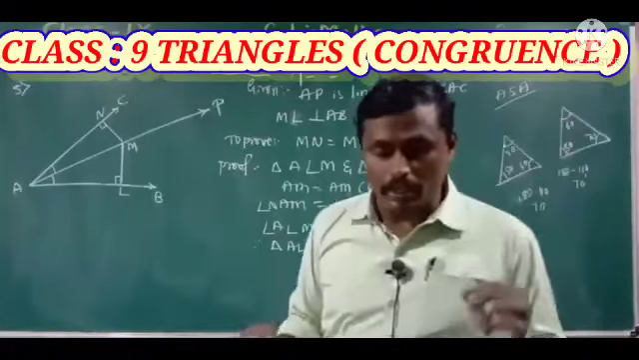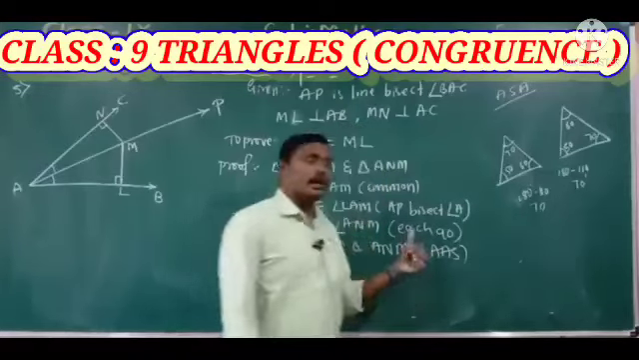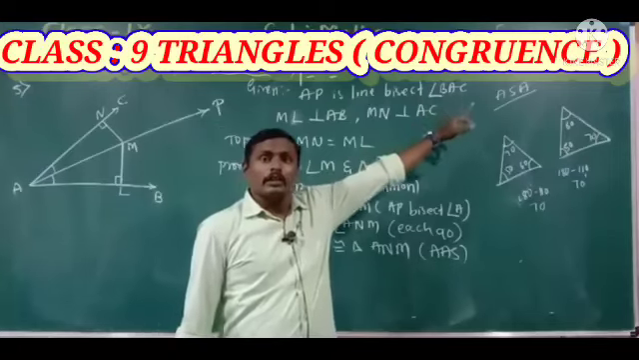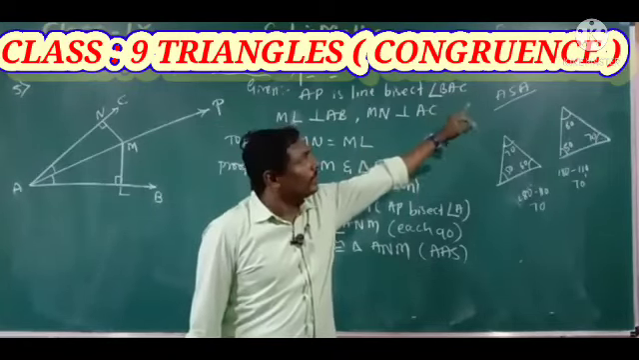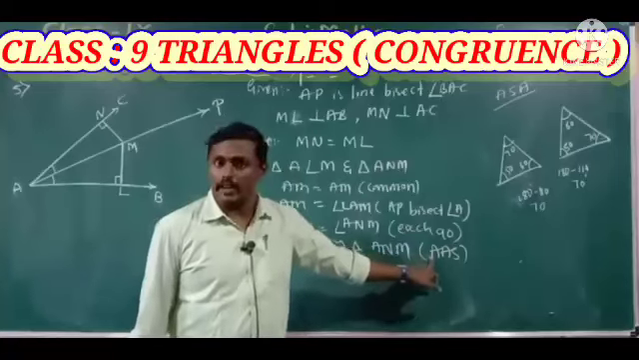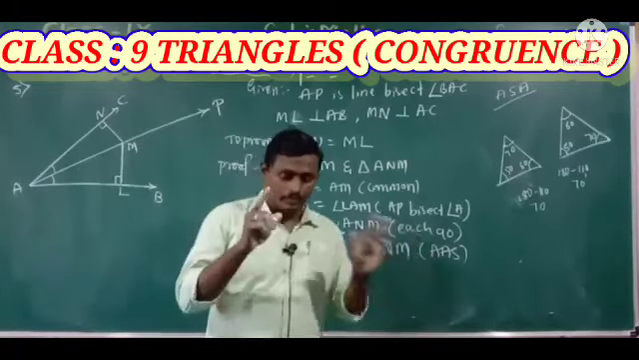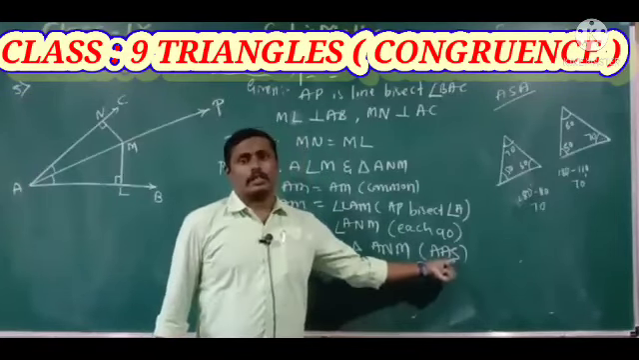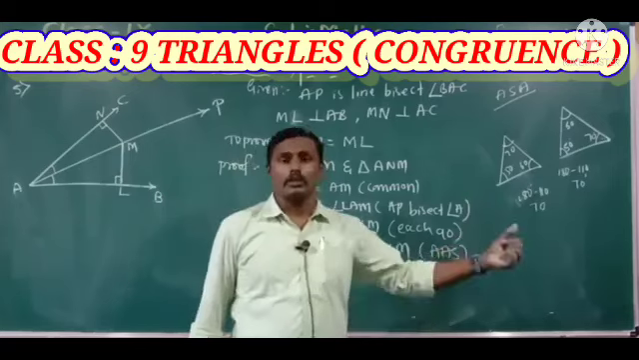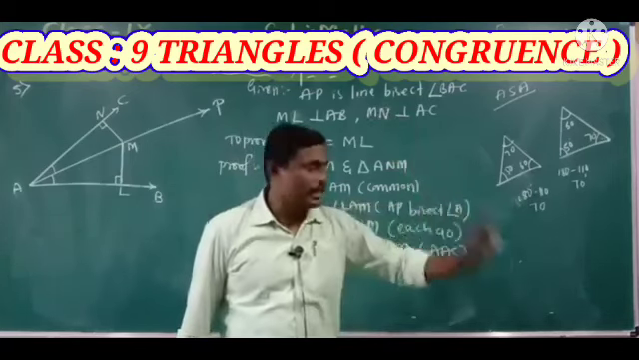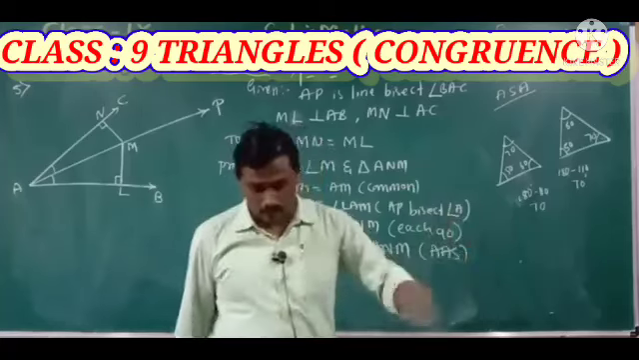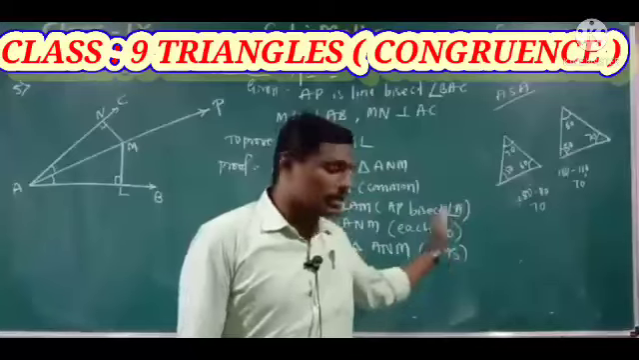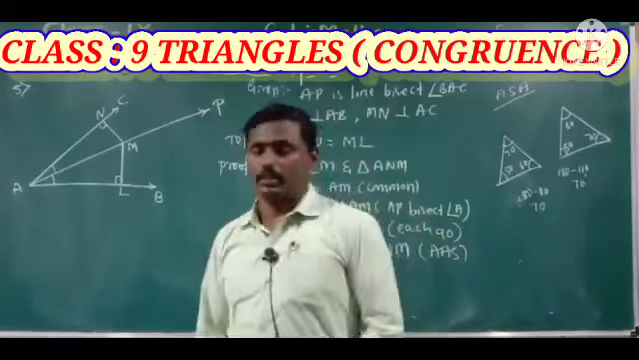So how are we going to state the criteria AAS? AAS is one of the criteria obtained from the congruence criteria of the triangle, that is ASA. This criteria is defined like this: in any two triangles, if two angles and one side are equal in one triangle, and the same two angles and one side are equal in another triangle, then the two triangles are said to be congruent by using AAS criteria.